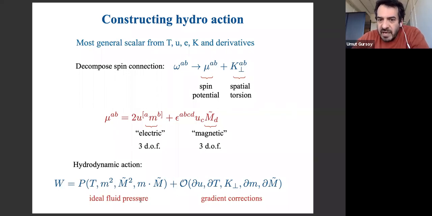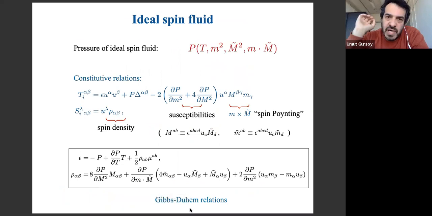So far, it looks like I haven't done anything, but in fact, we have been doing a lot of things just by writing down this equation here. Because from this, let's focus on the ideal spin fluid now. Just from the fact that you can write down some pressure of this form, constructed out of these spin potentials and the temperature, you can derive the constitutive relations by taking variations with respect to the fielbein and the spin connection. If you take the variation with respect to the fielbein, you will obtain the stress tensor. The stress tensor will be of this form.